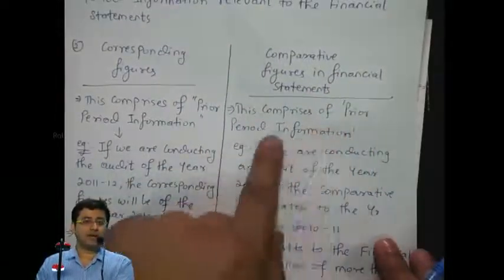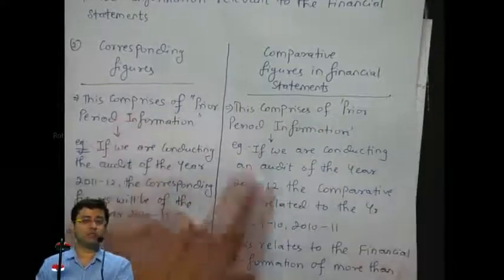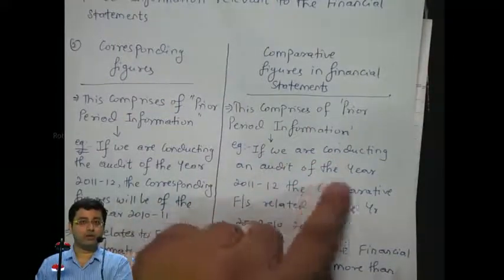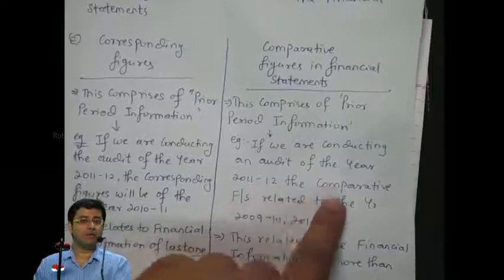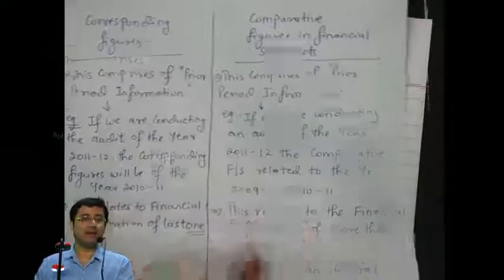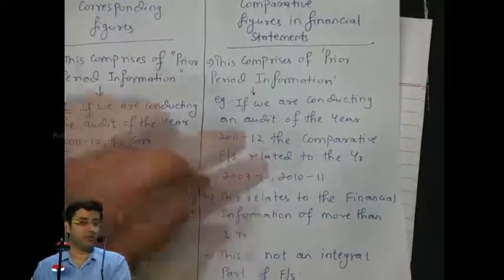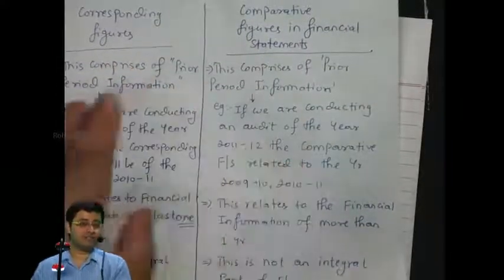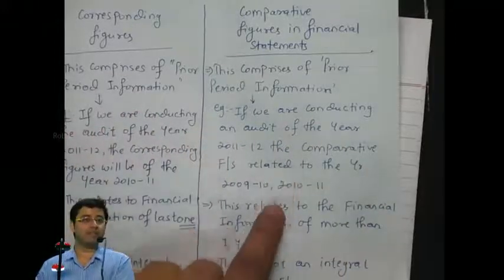This comprises prior period information, as I read here, so no difference. If we are conducting an audit for the year 11-12, the comparative information, the financial statements related to the years 9-10 and 10-11, will be called what? Comparative information. So if it's only one year comparison, then it is corresponding.